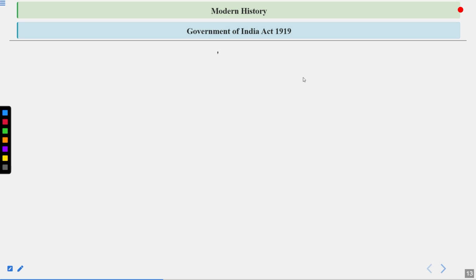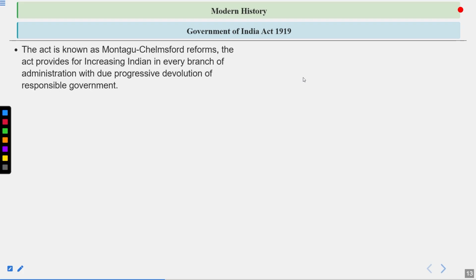Then comes the Government of India Act 1919. The act is known as the Montague-Chelmsford Reforms. The act provides for increasing Indians in every branch of administration with due progressive devolution of responsible government. So if we talk about the Montague-Chelmsford reforms, guys, this time Montague was the Secretary of State and Chelmsford was the Viceroy. And let me tell you a brief story behind this also.